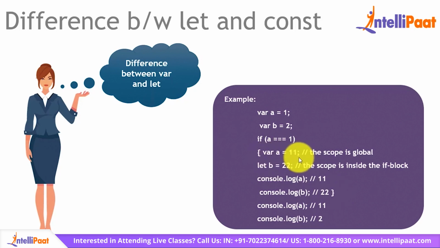And what we are saying here, var a equal to 11. So the moment I say this, the scope is going to be global for this. Okay. And when we say let b equal to 22, and the moment we are printing a, the value is going to be obviously 11. The moment we are printing b, it is going to be 22. But check out outside the block what is happening. Outside the block, a is nothing but 11, whereas b, which we declared using let, is 2. Because let is a block scope variable.